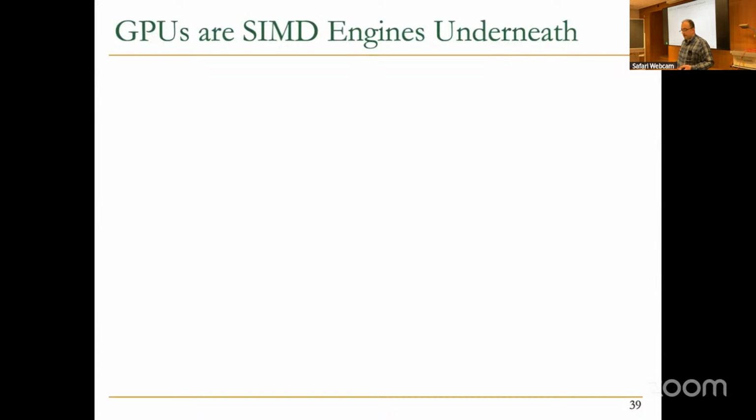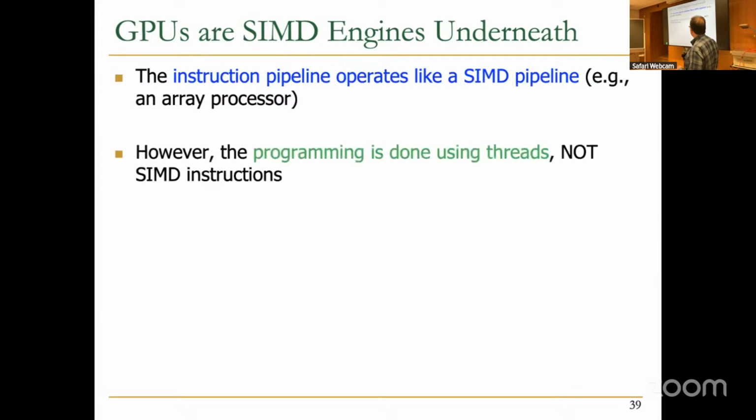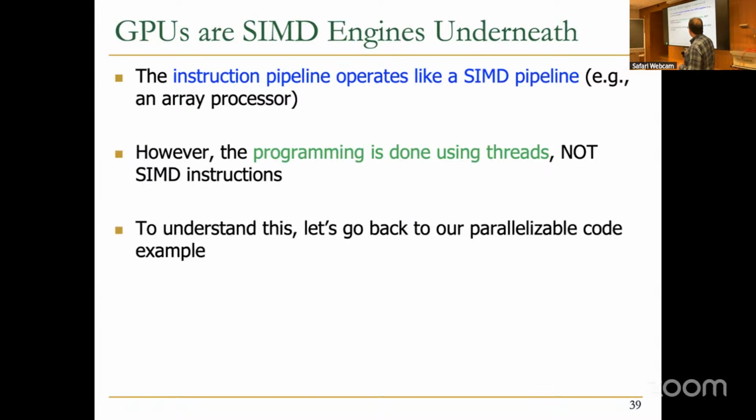So GPUs are SIMD engines underneath. The instruction pipeline operates like a SIMD pipeline, like an array processor and vector processor. But the main difference is that the programming is done using threads, not SIMD instructions, and that makes a lot of difference for us. To understand this, we will check our parallelizable code example that we have seen before.